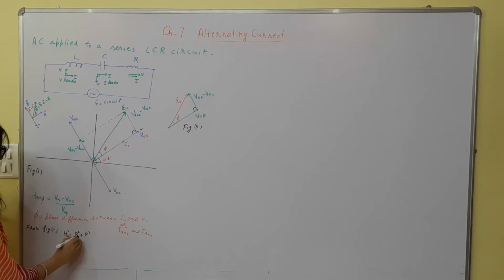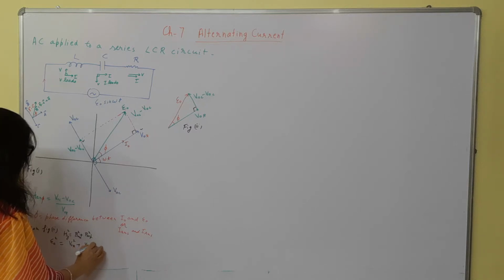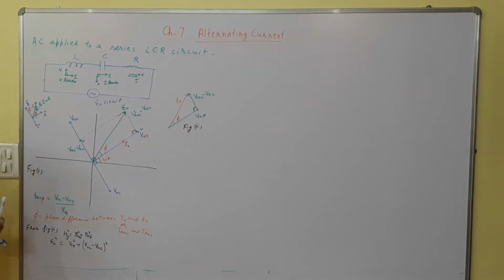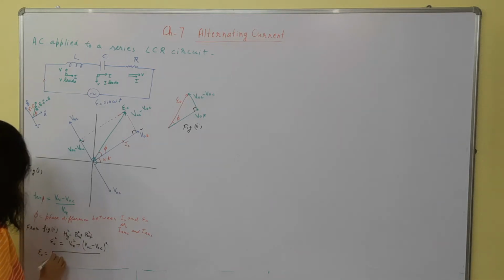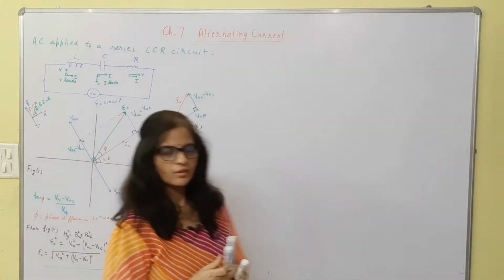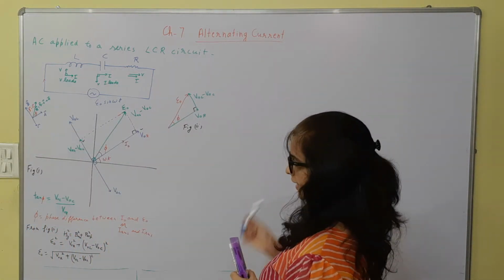So hypotenuse is how much? E naught. So you can write down E naught square is equal to base, which is V across resistor, square plus perpendicular, which is the resultant of this, VOL minus VOC, whole square. So E naught will be under root of V naught R whole square plus V naught L minus V naught C whole square, right?